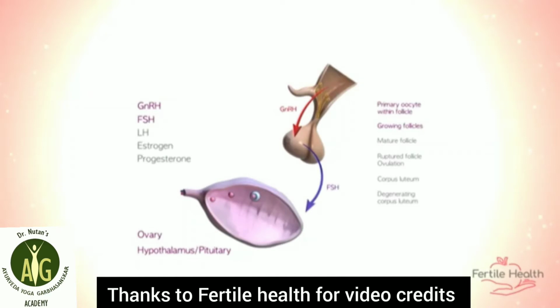So FSH starts to increase the growth of the follicles, and as the follicles grow and mature, they secrete a hormone called estrogen. Estrogen will feed back to the hypothalamus and pituitary and tell it to stop secreting GnRH and stop secreting FSH because it doesn't need it anymore. There's no need to keep secreting follicle stimulating hormone when you already have a follicle made.